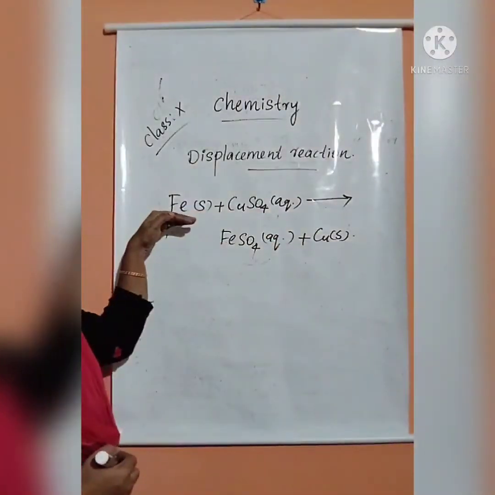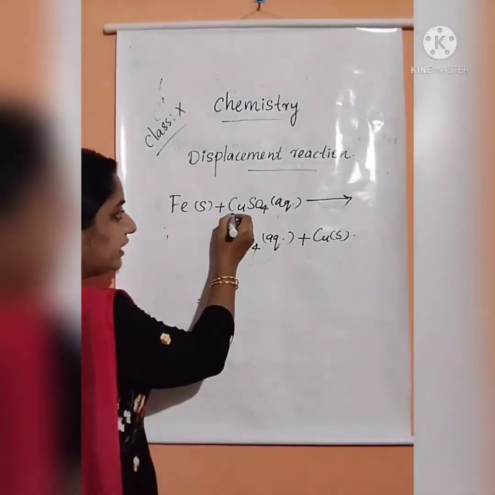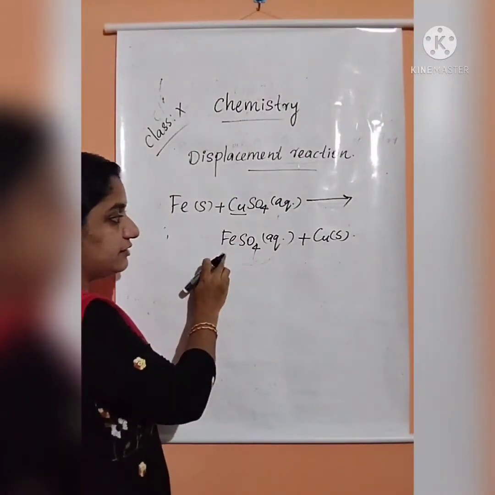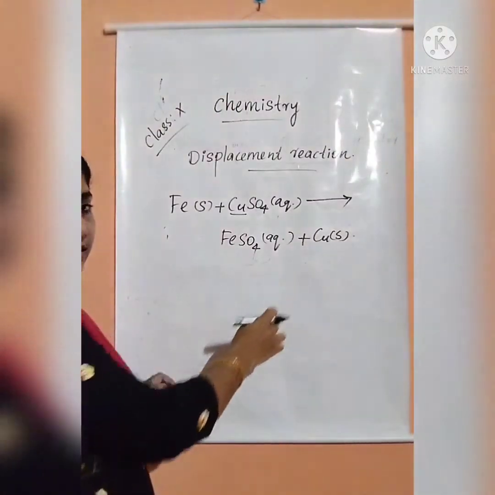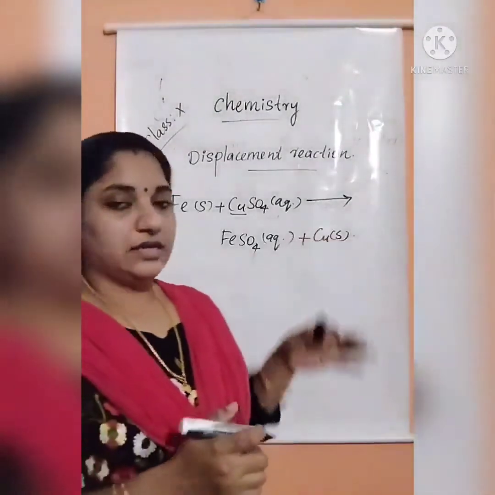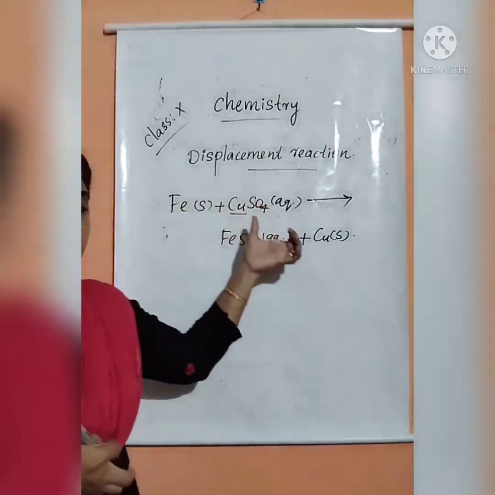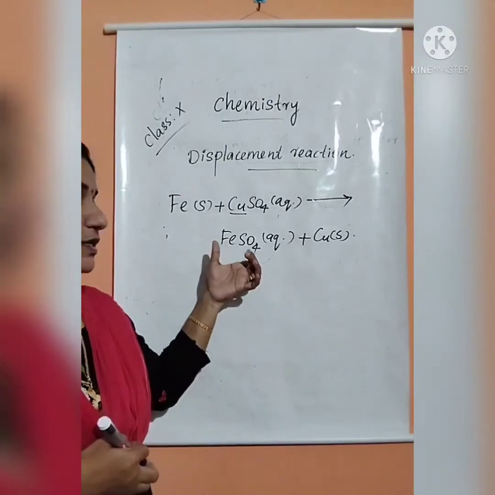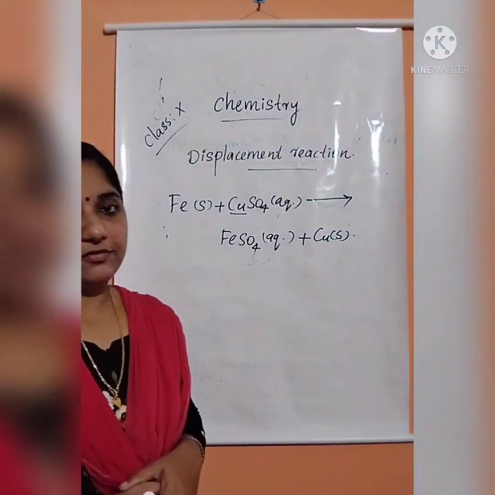Here iron displaces copper from the copper sulfate solution and iron takes its place, so iron sulfate is formed. The remaining copper remains there. Iron reacts with the copper sulfate. Iron displaces copper from copper sulfate solution and iron sulfate and copper are formed.